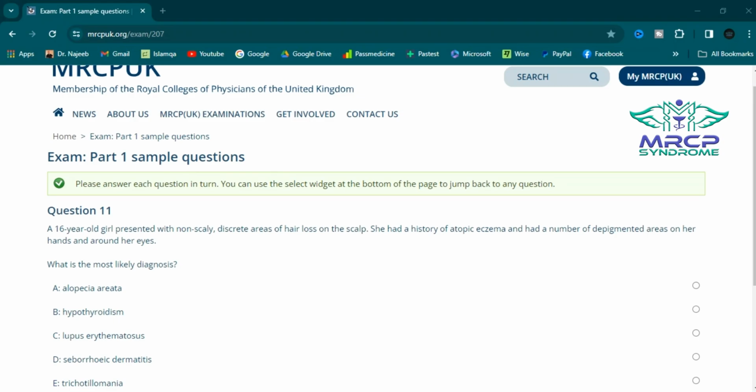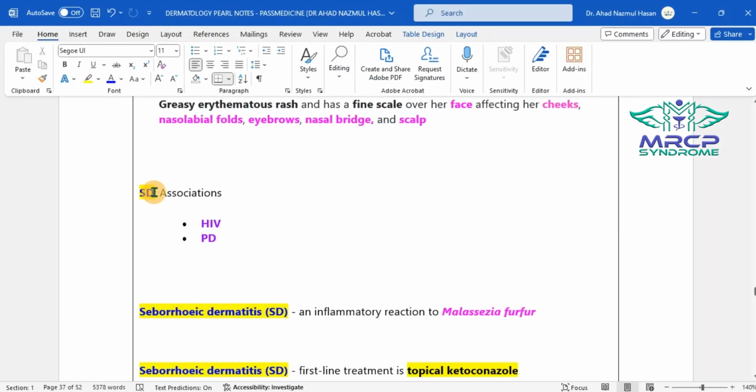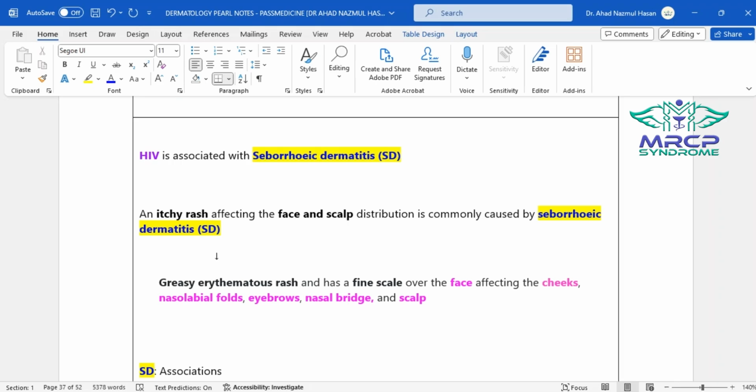Seborrheic dermatitis is a dandruff-associated condition leading to diffuse scaling on the scalp without hair loss. It is a chronic or relapsing form of dermatitis which mainly affects the sebaceous gland-rich regions of the scalp, face and trunk. Diffuse scaling is the cardinal feature of seborrheic dermatitis. It is most commonly seen in patients with HIV or Parkinson's disease. An itchy rash affecting the face and scalp is commonly caused by seborrheic dermatitis, which is characterized by a greasy erythematous rash with a fine scale over the face affecting the cheeks, nasolabial folds, eyebrows, nasal bridge and scalp.